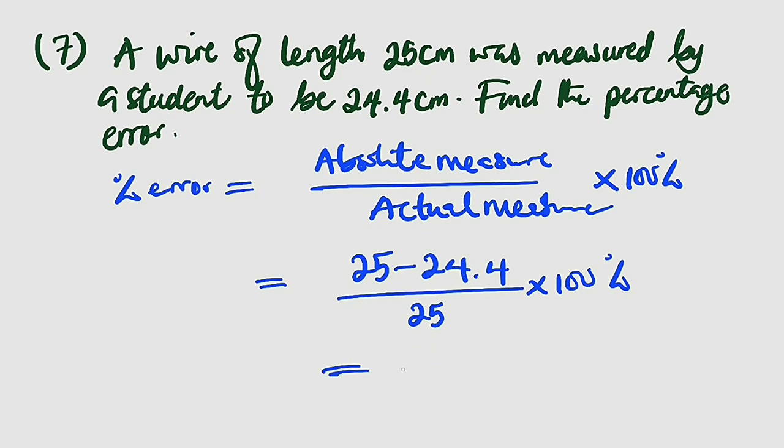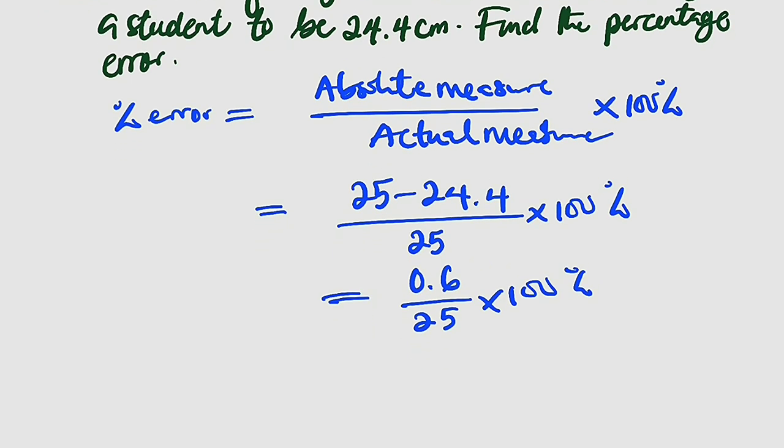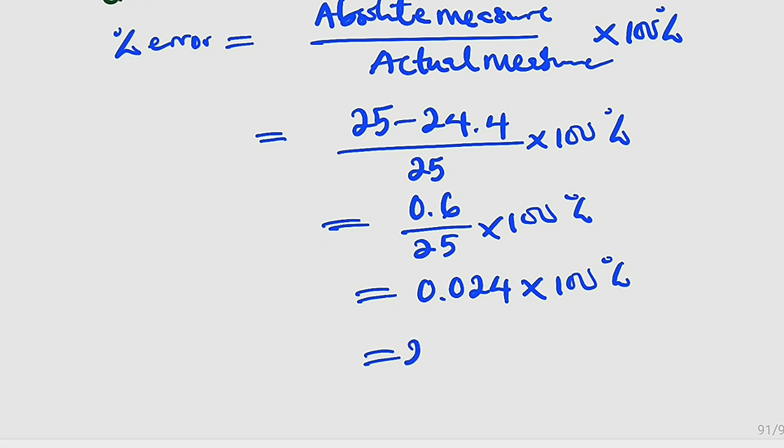So 25 minus 24.4 will give us 0.6 divided by 25 multiplied by 100%. So you can take your calculator, divide this number, whatever you get you multiply by 100. So once you divide this, you're going to get 0.024, then you multiply by 100. That will give us 2.4%. So this is the percentage error.